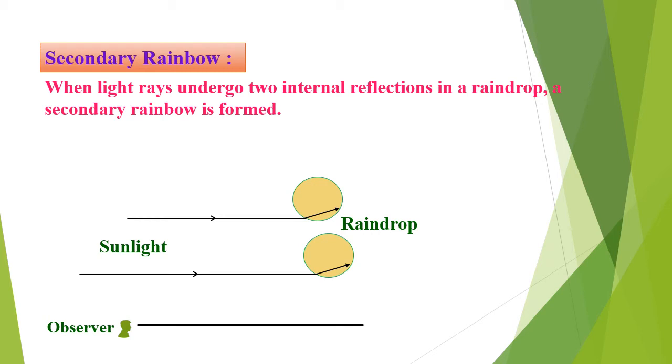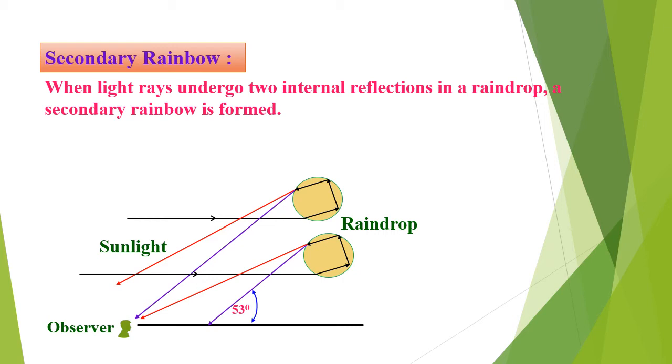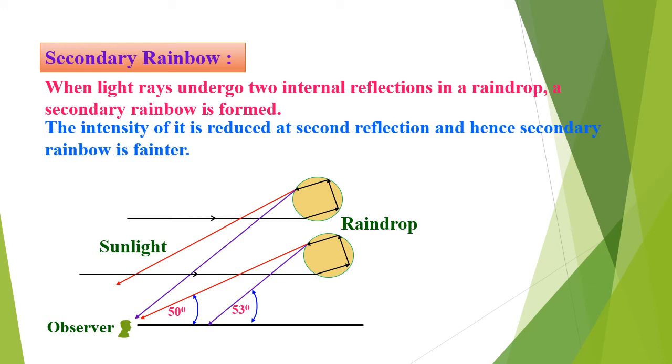Dispersion means there are 7 colors and once again internal reflection takes place from the other side and it is emerging out. So when it is emerging out, see, the topmost is violet and the bottommost appears as red. So this makes an angle 53 degrees and the red makes an angle 50 degrees. The intensity of it is reduced at the second reflection and hence the secondary rainbow is fainter.